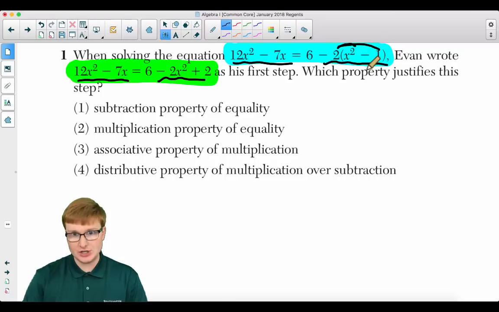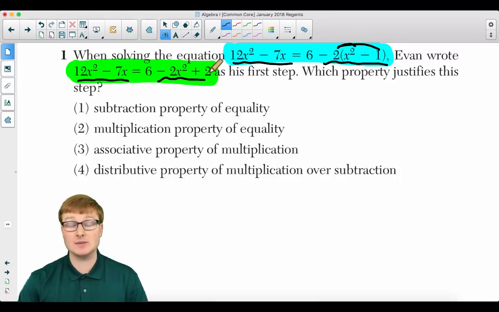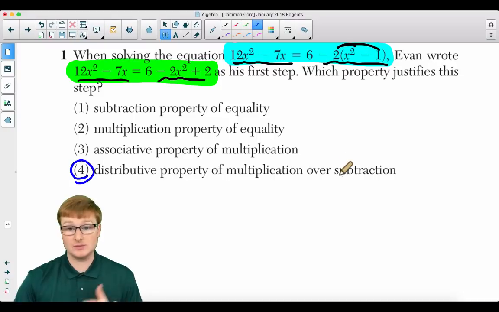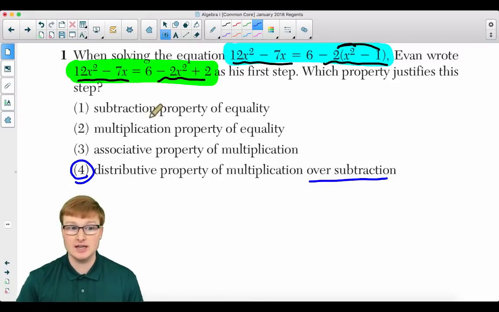When he distributed the negative 2, the negative 2 times x squared gives him that negative 2x squared that he needed, and negative 2 times a negative 1 gives him a positive 2. So which property justifies the first step? Your answer is going to be choice 4, the distributive property of multiplication over subtraction. That's just a fancy term for saying what's going on inside of those parentheses, and of course they are subtracting. So your answer for this question is choice 4.